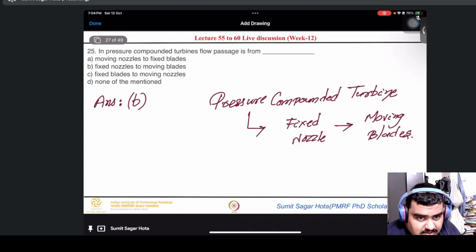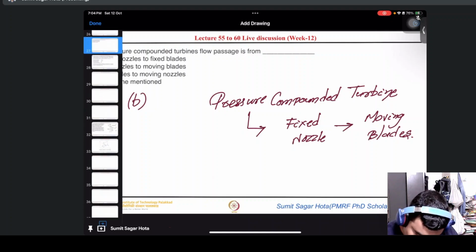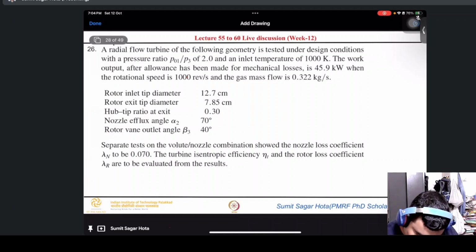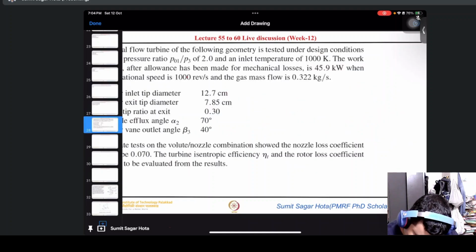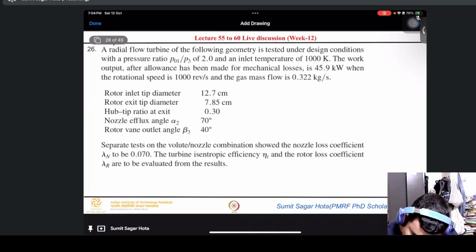So in pressure compounded turbine, flow passage is from dash. Dash is the fixed nozzle to the moving blade. Okay, the next we start the problems.